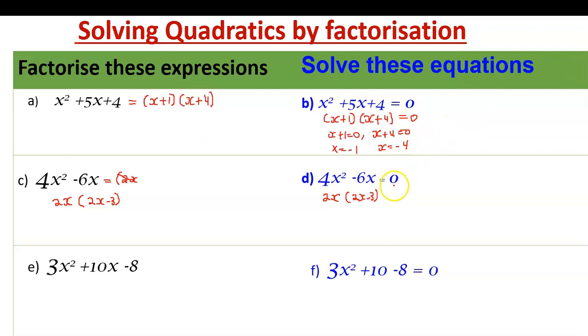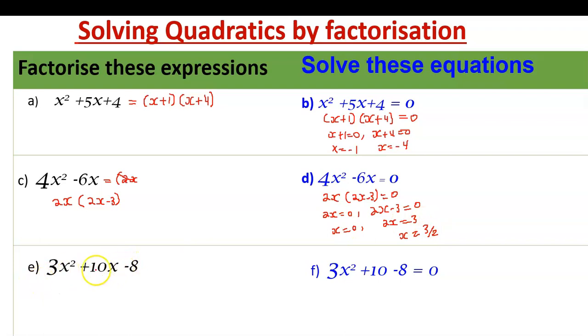And this all must be equal to 0. Now we have two numbers. When we times them, it gives us 0. So either the first one, which is 2x, must be 0, or the second one, which is 2x minus 3, must be 0. 2x equals 0 simply means x must be 0. 2x minus 3 equals 0. You need to solve this simple linear equation. So that is 2x equals 3, and finally, x is 3 over 2. So that's your solution.